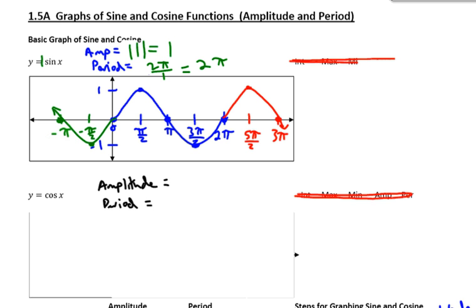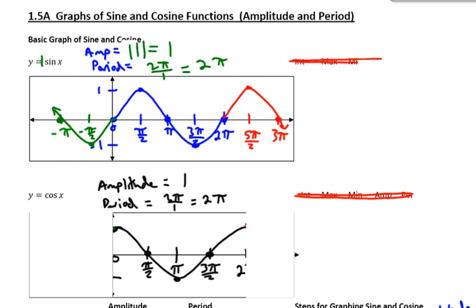So then I've got the cosine graph down here. The amplitude is the same. It's got a 1 in front. The period is the same. It's 2 pi divided by 1, or 2 pi. And so when I graph this, remember that my cosine starts up at 1 and ends over here at 2 pi, back up at 1. So it goes to 1, then to 0 at pi over 2, down to negative 1, back to 0, and then up to 1 again.